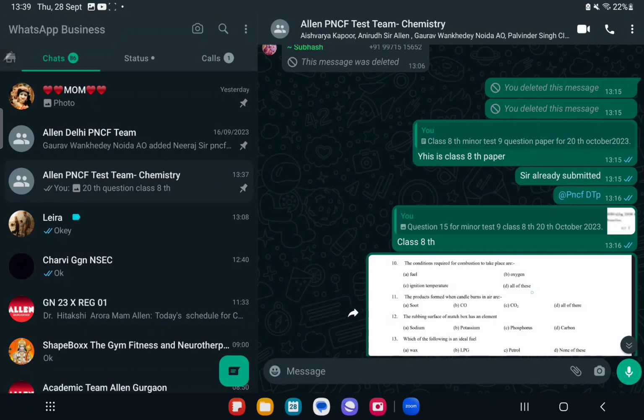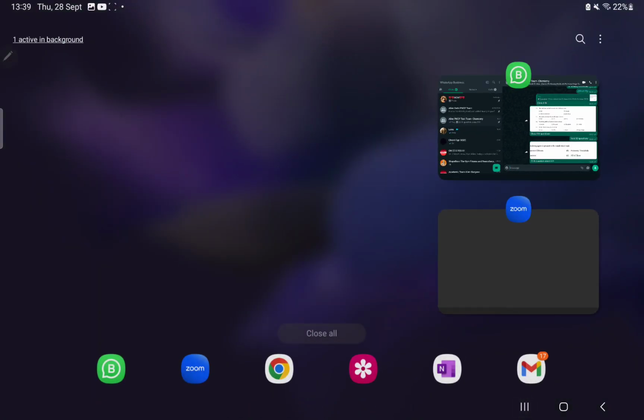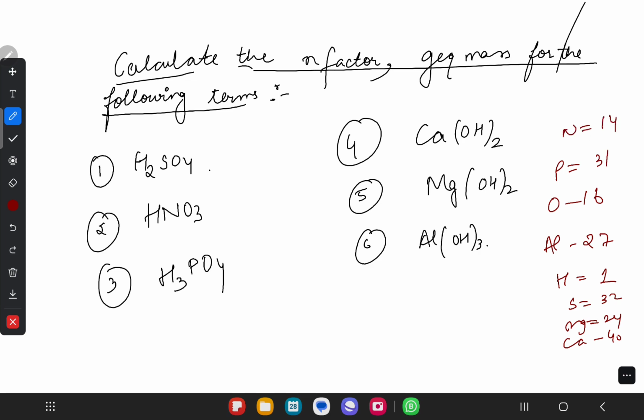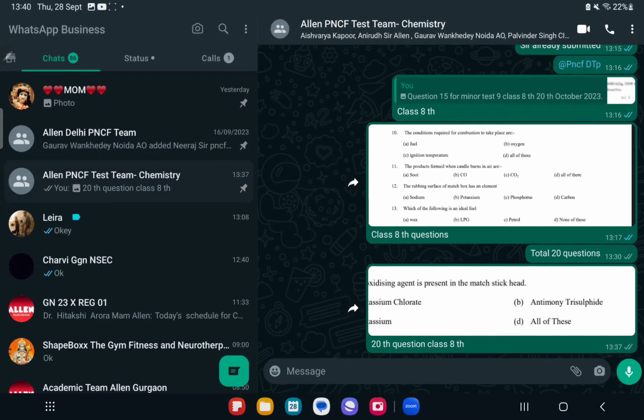Well, I don't have the periodic table. You don't need the periodic table. What do you want? I'll tell you the information. Ask me. For hydrogen, the mass is 1 gram. For sulfur is 32. For magnesium is 24. For calcium is 40. For aluminum is 27. For oxygen is 16. For phosphorus is 31. Nitrogen is 14. Now these are the masses. Use these. How would you do this?